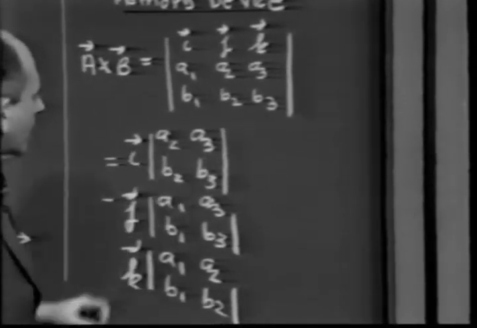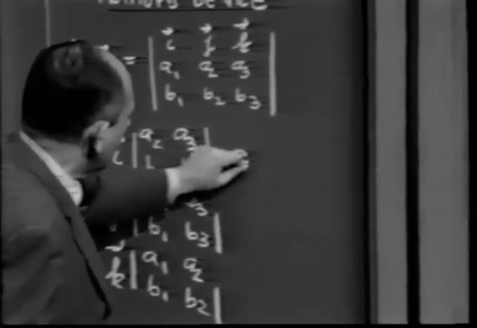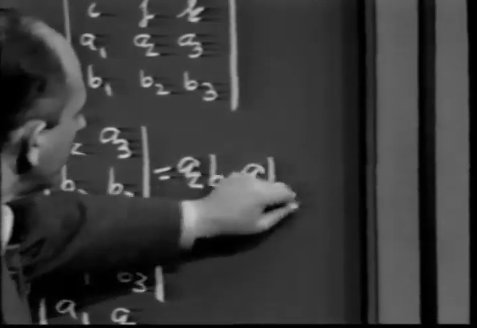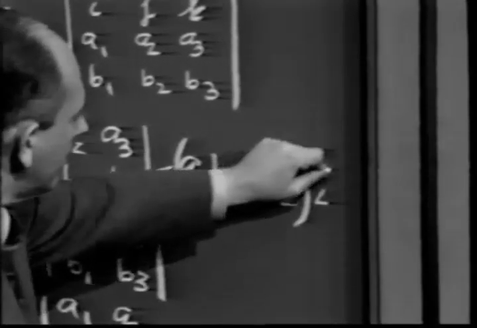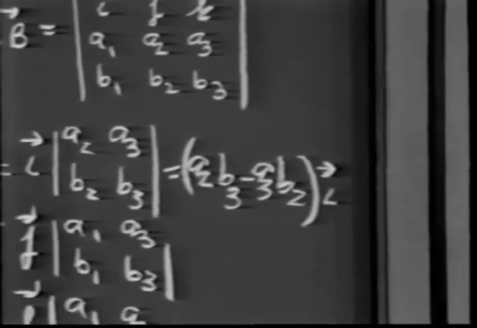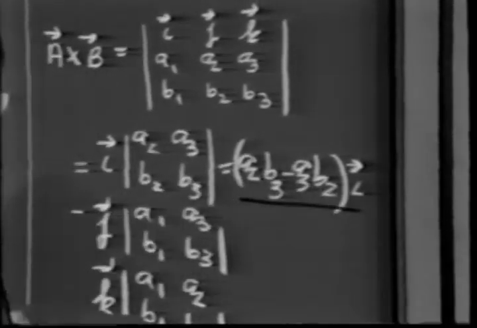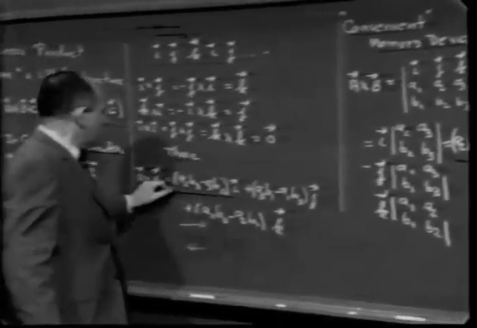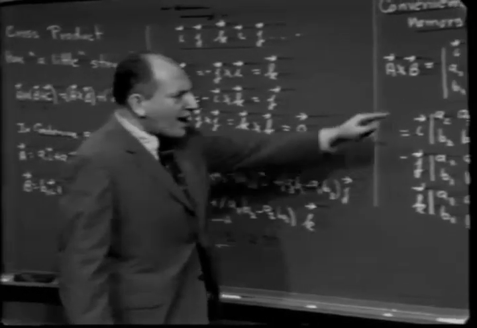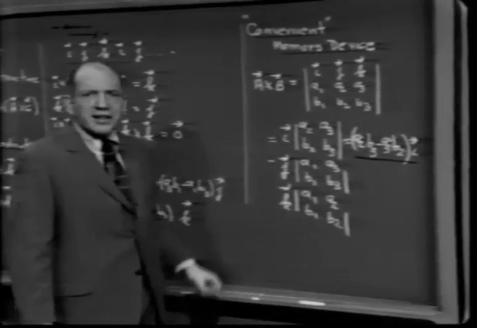Well, look at, by our rule of multiplying a 2 by 2 determinant, what is this thing here? This is nothing more than a2 b3 minus a3 b2. I'm not going to go through this because time is short and you can carry this operation out by yourself. What I would like you to see, however, is that this term here is precisely the same as the term we had here.